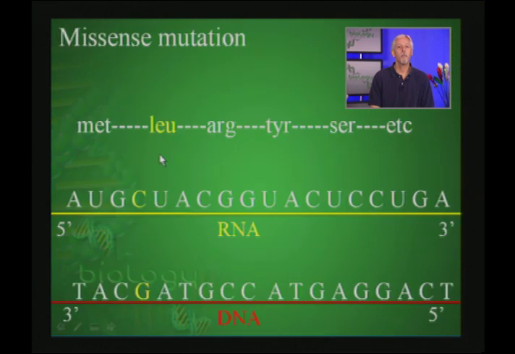So a missense mutation substitutes one nucleotide for another, and that translates to a change in the amino acid sequence, a single amino acid change in our protein sequence. And again, the downstream effect is that changing the amino acid sequence can potentially change the shape of the protein, potentially change the function of the protein, and then nature decides the value of that change.